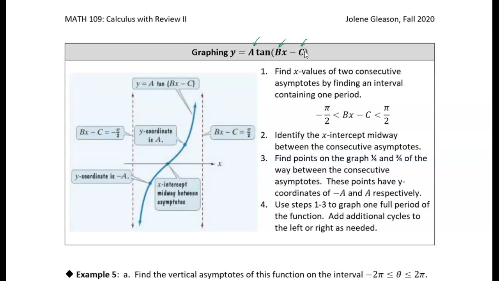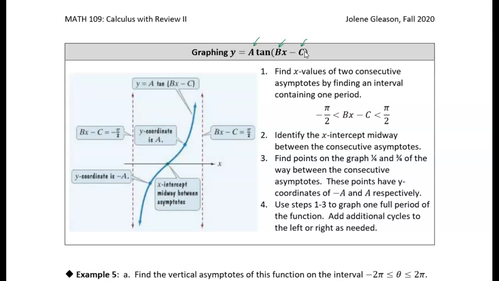So we want to find out where those new asymptotes are, so we can look at this inequality where that bx minus c is between pi over 2 and minus pi over 2. Okay, we're looking for the values of two consecutive asymptotes. All right, and if you solve that inequality for x, you'll identify where those new asymptotes are. Then once you've got those asymptotes identified, you know that right in the middle between the two is going to pass through 0. Okay, and then on either side of 0 are where it would normally go through 1 and minus 1, right? A quarter of the way and 3/4 of the way between the asymptotes.